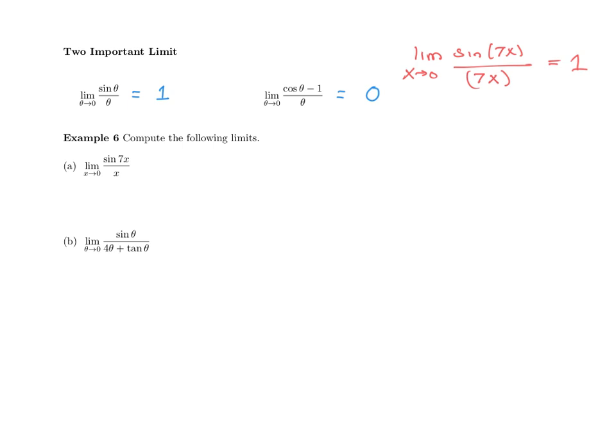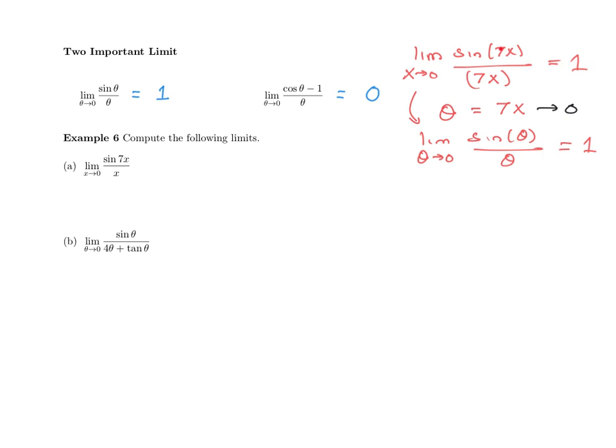In fact, you could replace it by saying, let's let theta equal 7x. This limit becomes the limit of sine of theta over theta, which we saw was equal to 1, provided that theta goes to 0. While we're assuming that x goes to 0, that means 7x goes to 0, and therefore theta goes to 0 as well.